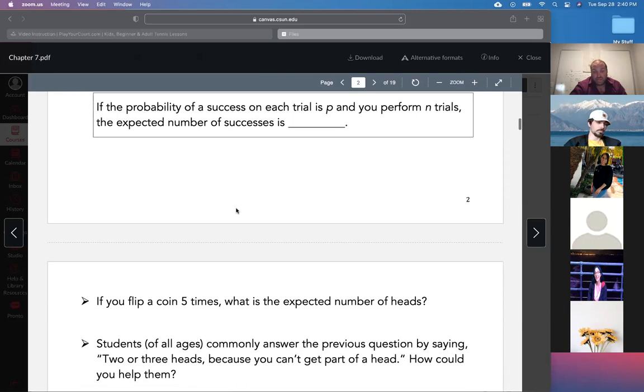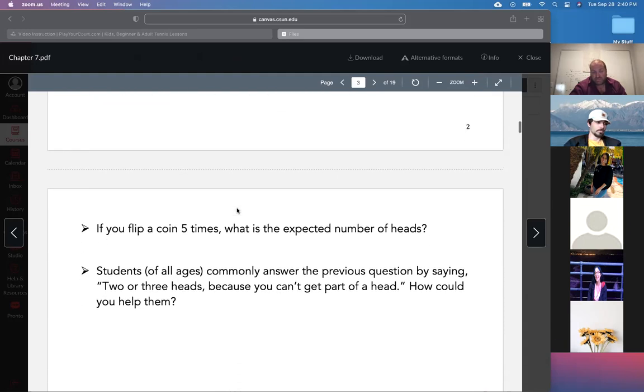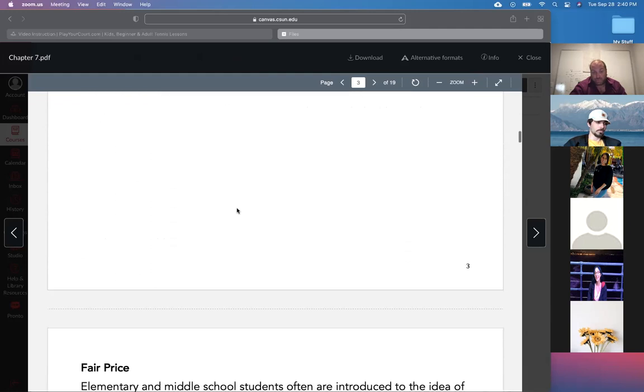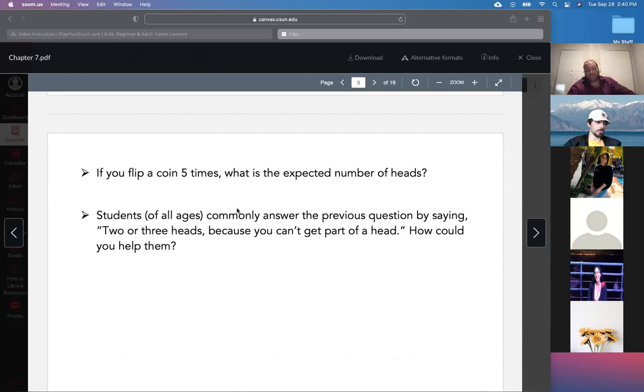In fact, students of all ages commonly answer the previous question by saying 2 or 3 heads because you can't get part of a head. How could you help them? Because here's the answer. The answer is not 2. The answer is not 3. The answer is 2.5. I expect to get 2.5 heads.